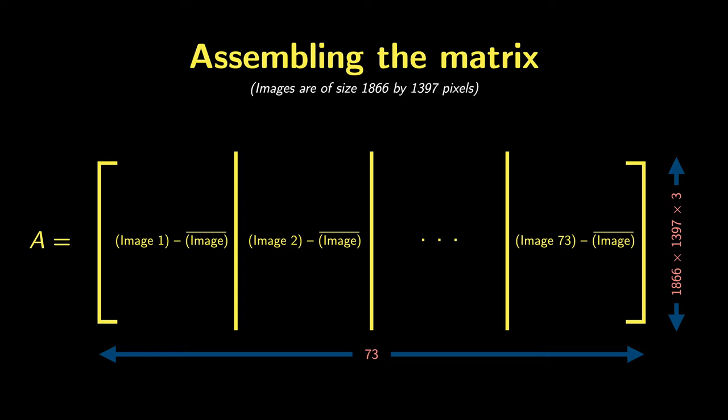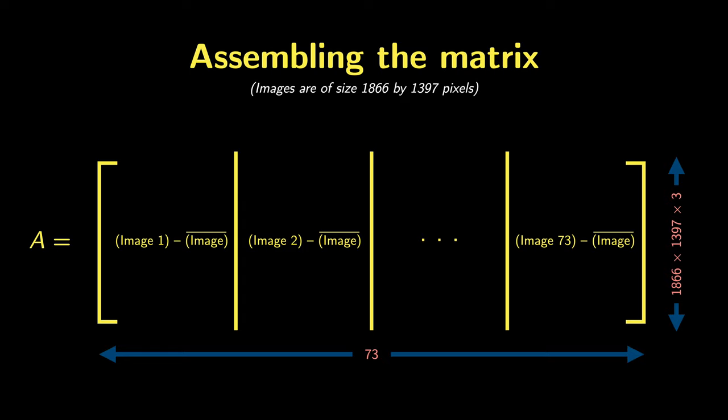So we'll now look at applying principal component analysis. Each one of these images is of size 1,866 by 1,397 pixels. We'll first construct this matrix A, which will have 73 columns for each of our images. And each column will be of length 1,866 times 1,397 times 3, which comes from the red, green, and blue color channels at each pixel. In the first column of A, we'll put the data from image 1 minus the mean image. And in the second column, we'll put the data from image 2 minus the mean image, and so on. Throughout this example, we're going to index all of our matrices starting from 1, because this matches typical conventions for PCA.